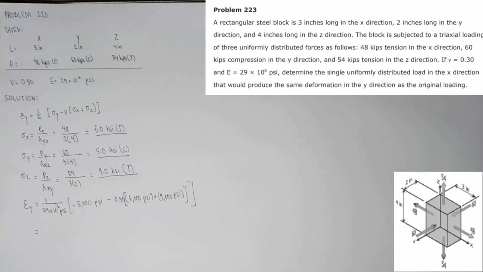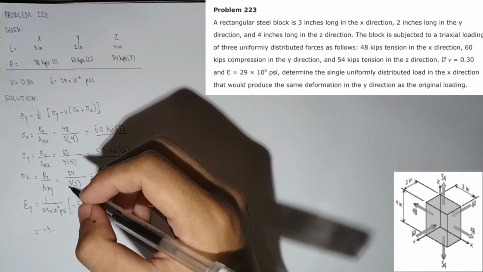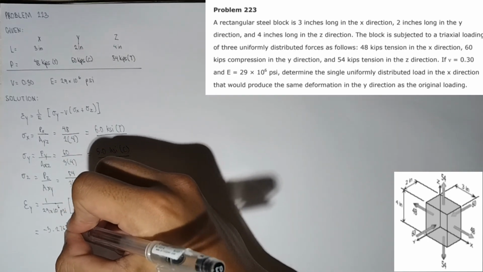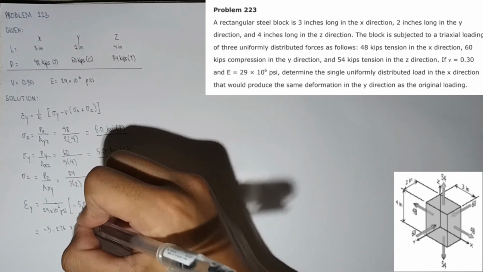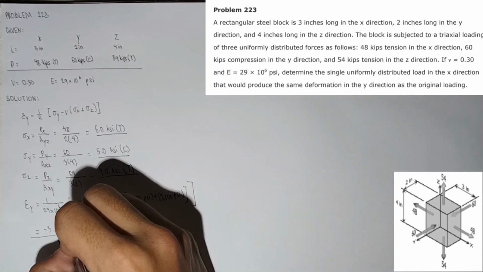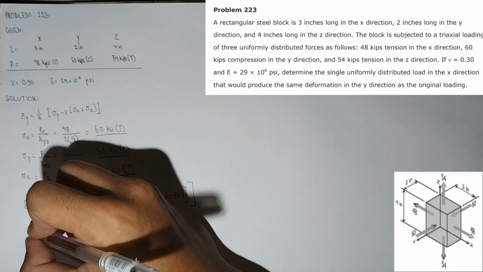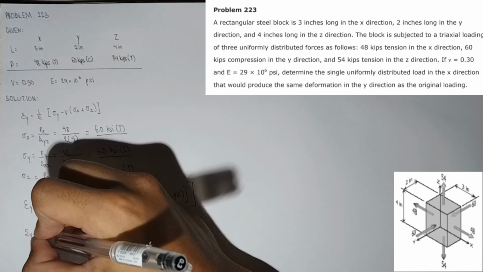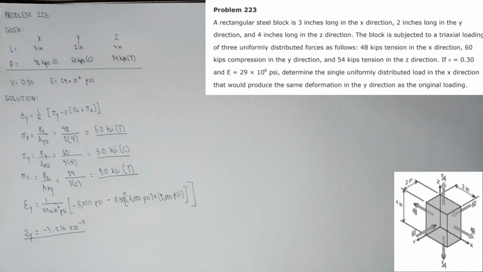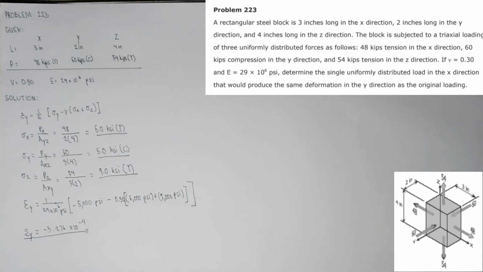So the answer here is negative 3.276 times 10 to the negative 4. Okay. So now this is our deformation, or strain in y. Now we already have our strain in y.